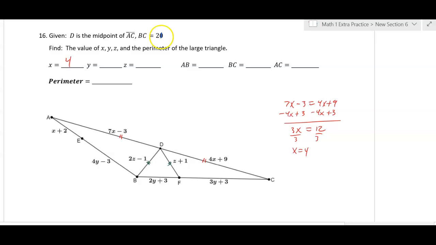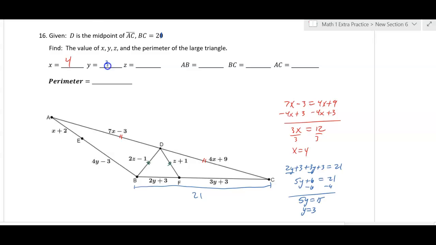Now, to find y, if I look at y here, right, they tell us BC is 21. So if this segment is 21 units, I know BF and FC will add up to 21. So 2y plus 3 plus 3y plus 3 equals 21. So right away, combine like terms. 5y plus 6 equals 21. Subtract 6. 5y equals 15. And y is equal to 3.